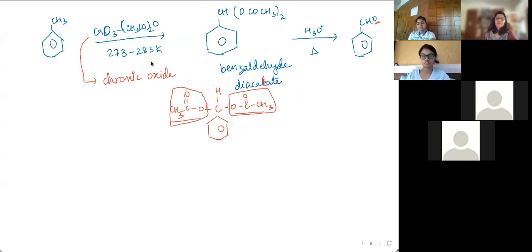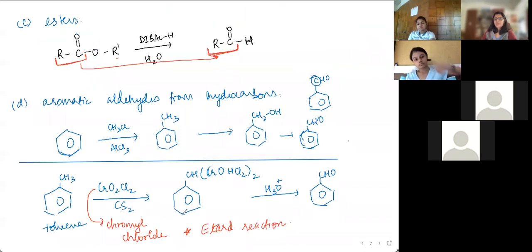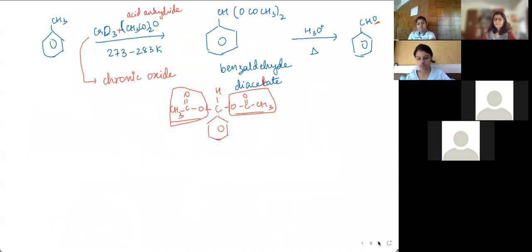Okay. So when you use chromic oxide, this is chromic oxide plus acid anhydride, right? You can see that. So the acetate groups get attached to the toluene, and then on acidic hydrolysis, this gets detached, that gets converted to benzaldehyde. When you use chromyl chloride, you get a chromium based intermediate, which on acidic hydrolysis gives you benzaldehyde. Okay, so these are all preparations of aldehydes specifically.